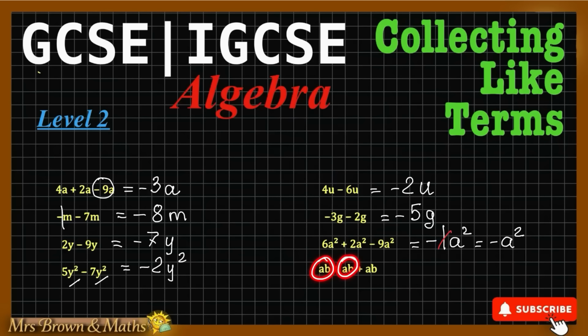AB added together 3 times. So the variable is the same, AB. So it's like terms. Add them together and it will be 3AB.